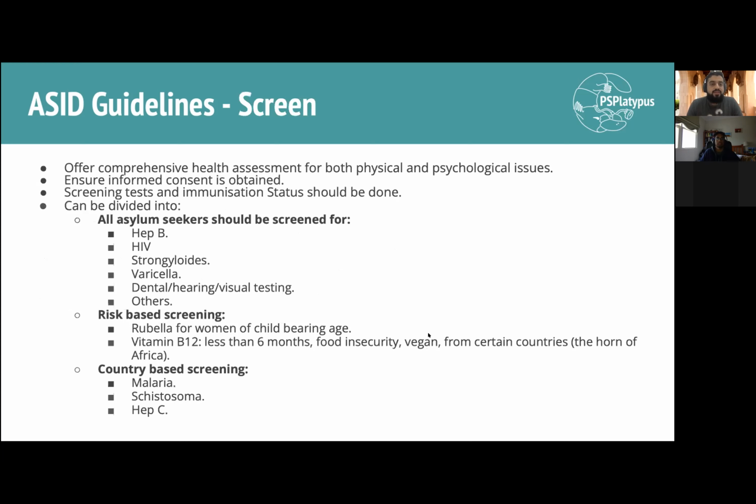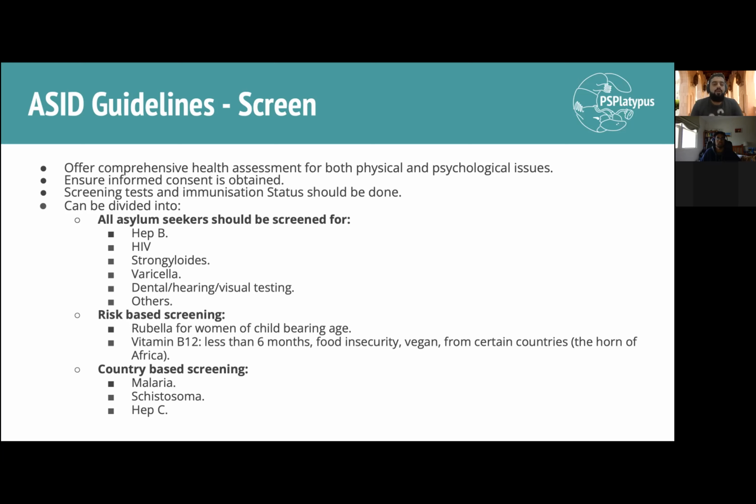Next, we have screen, where screening should be both for physical and psychological issues. Before screening, we need to ensure that informed consent is obtained, and then we perform screening tests, including immunization status. Screening tests can be divided into three categories.